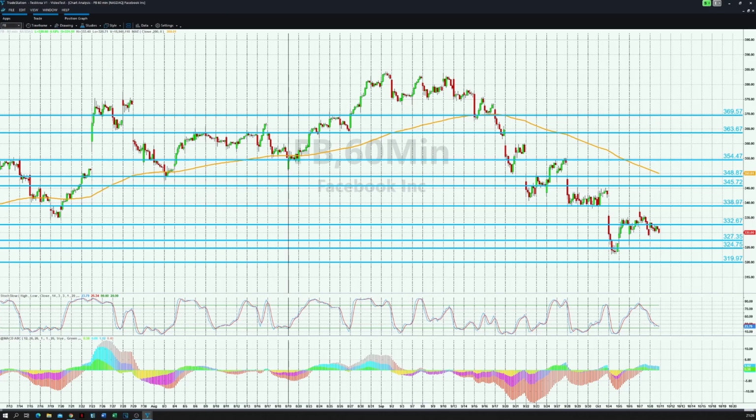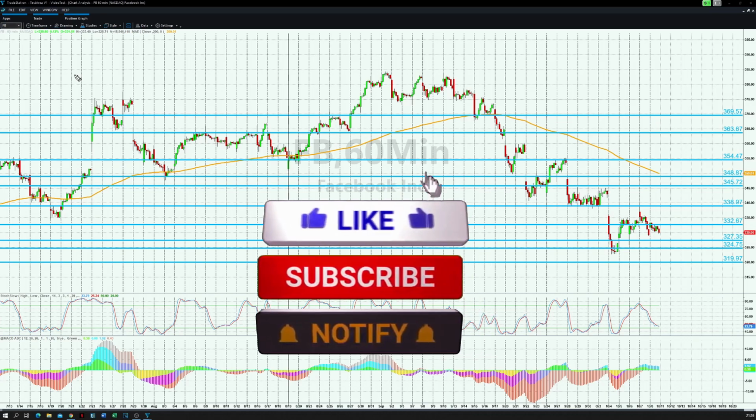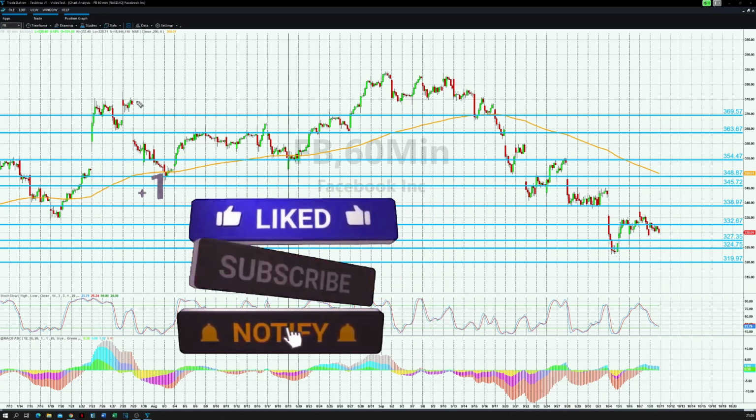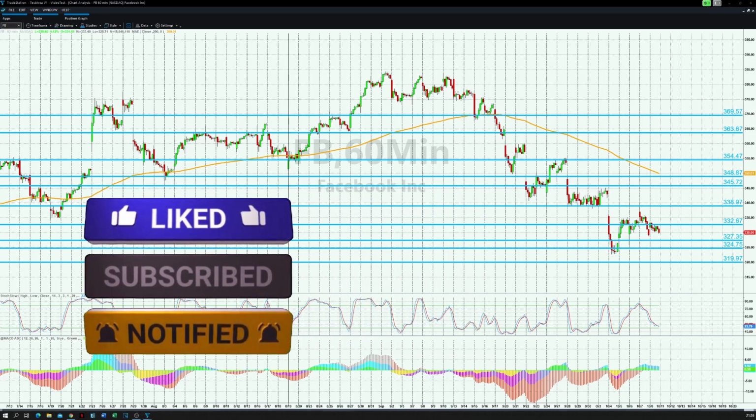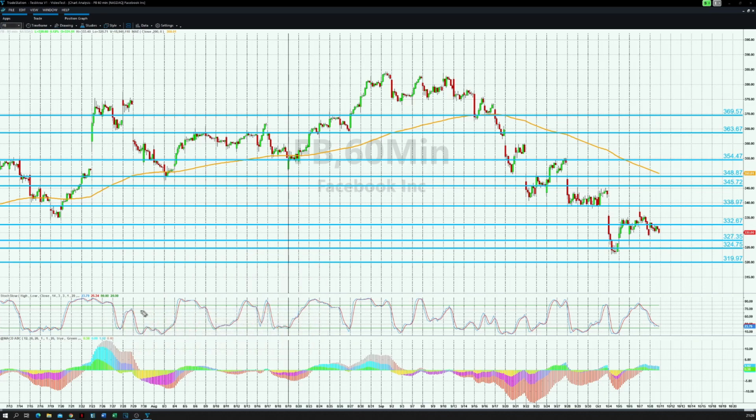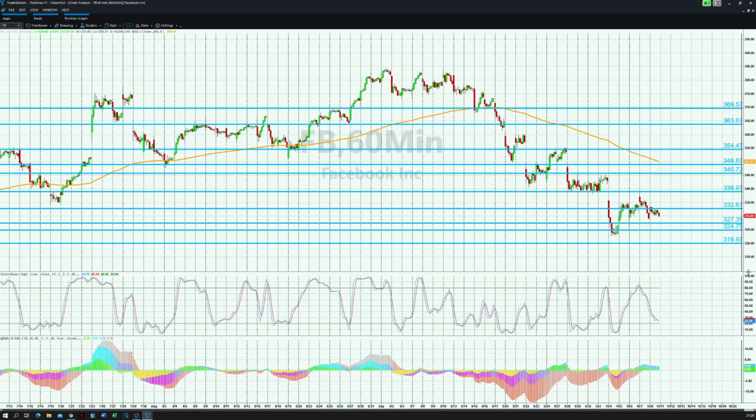So what is divergence? Divergence means that the price is doing something and the indicator is doing something else. For the purpose of this video, we will look at the stochastic. Let me enlarge the stochastic. You can also use the MACD. This is a histogram of the MACD.